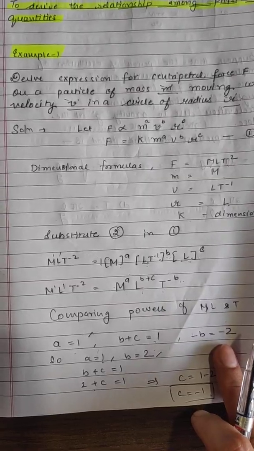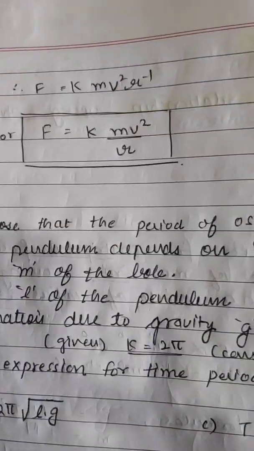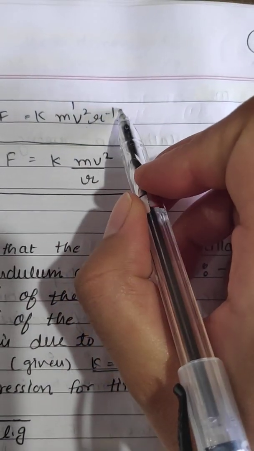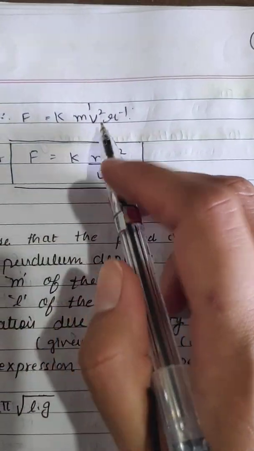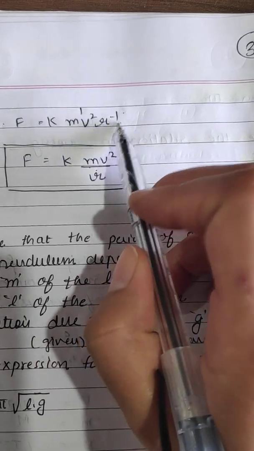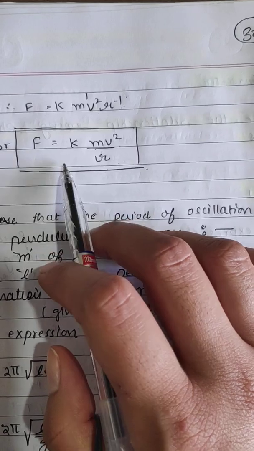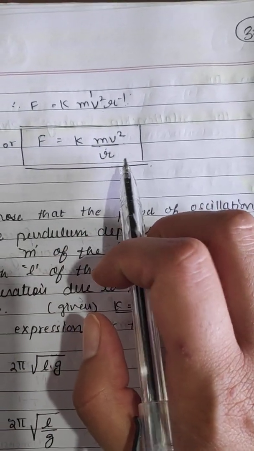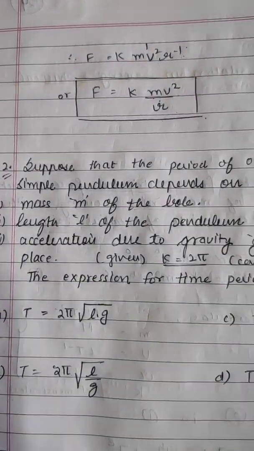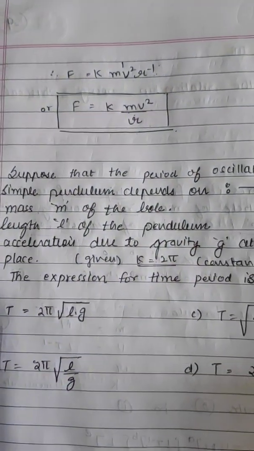Now we'll put all these values in the above equation. So F is equal to k, it was 1, m, v square, r raised to power minus 1. Now combine this, like m I can write like this, v square, and it is minus 1, so I have written it in the denominator. So you'll get the formula F is equal to k m v square by r. So we are actually making the formulas. Centripetal force, the formula is m v square by r. So I have deduced this formula.